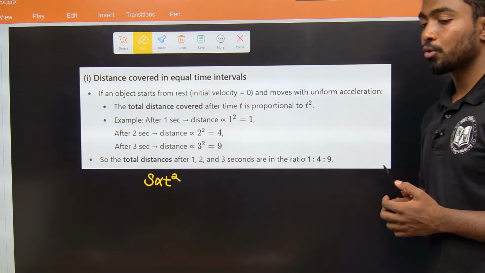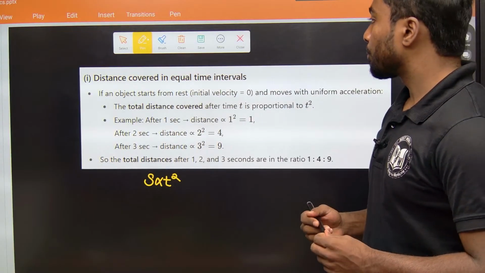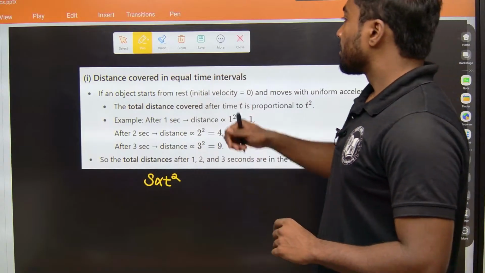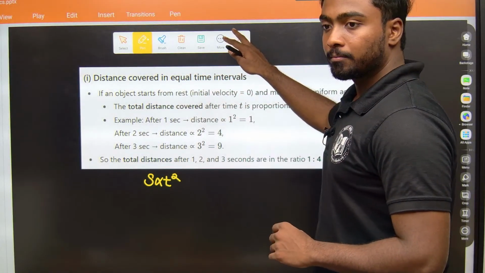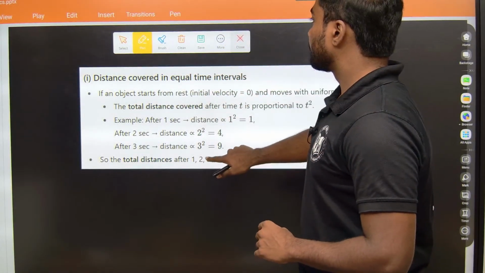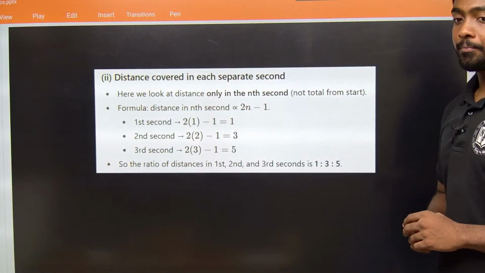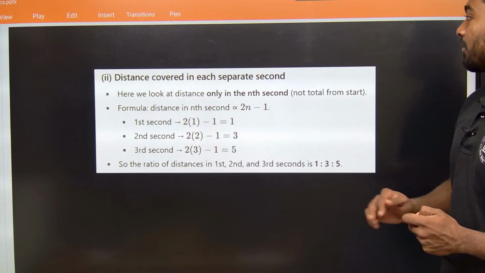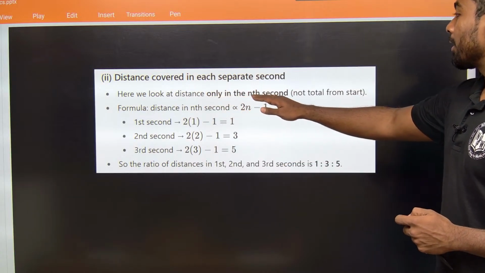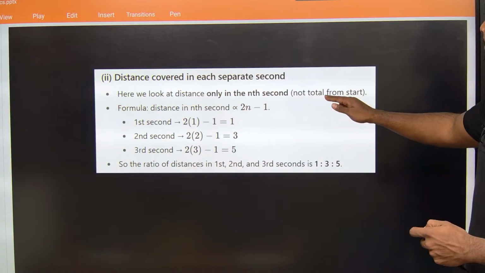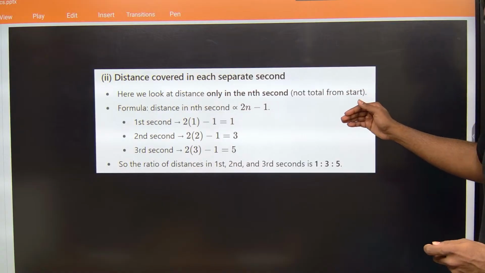We will go for the next note point. So, this is note point number 1. Okay. So, the next note point is distance covered in each separate second. So, here each separate second in the sense, here we look at the distance only in the nth second, not total from the start.